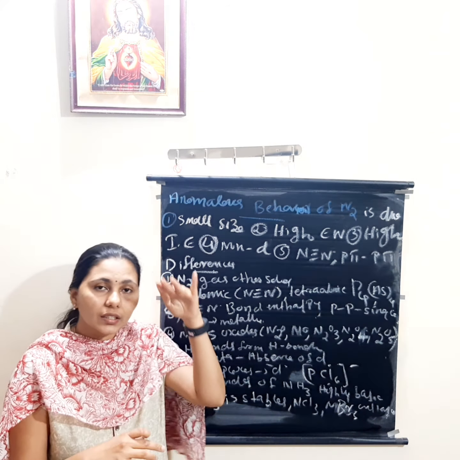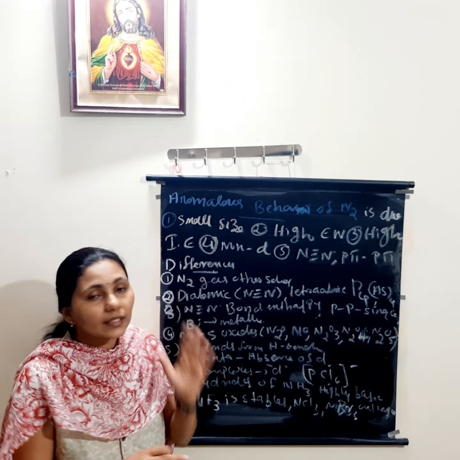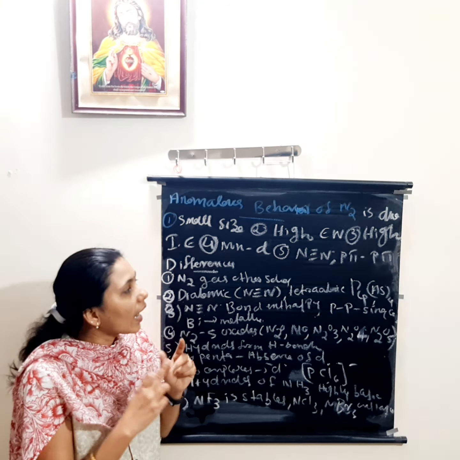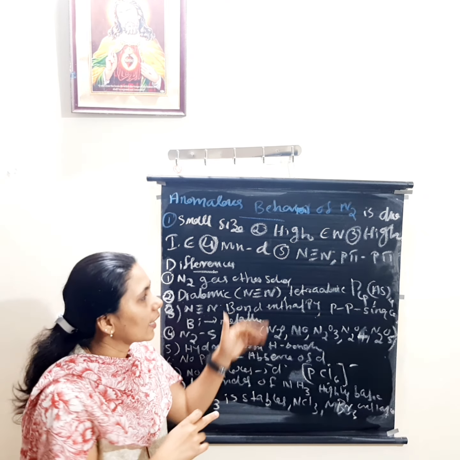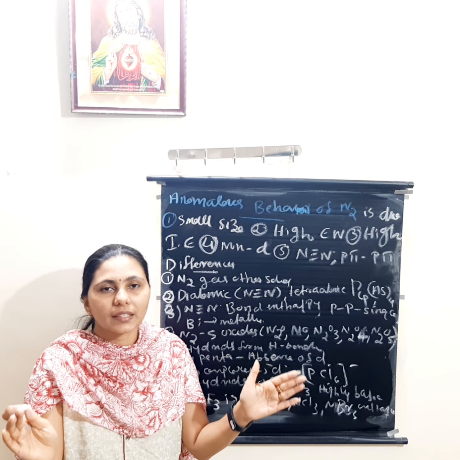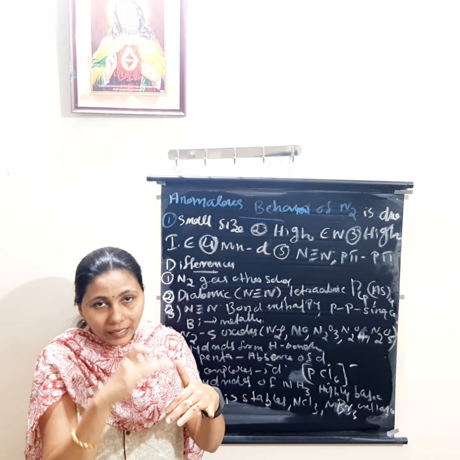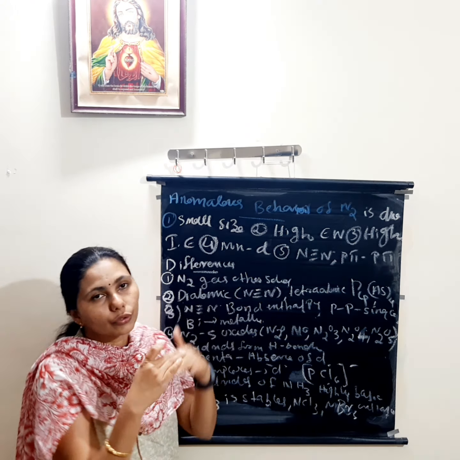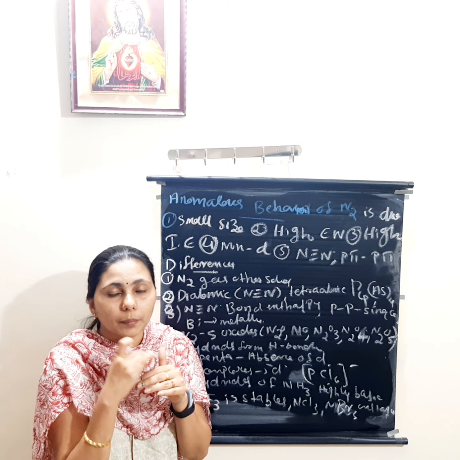Small in size. We know nitrogen is the first member in the family, so size will be small. Then the second one is high electronegativity. Nitrogen has high electronegativity, then small size, then high ionization energy, then non-availability of d orbitals, and formation of p-pi multiple bonds. That means the p orbitals in nitrogen undergo sideways overlapping and form a double bond. Actually nitrogen has a triple bond, so here we can see multiple bonds are there. It is due to the p-pi orbital overlapping. So formation of p-pi multiple bonds.